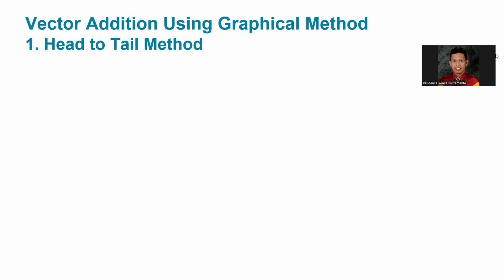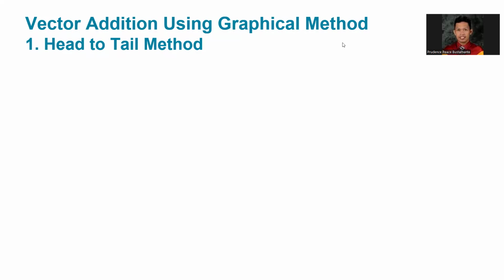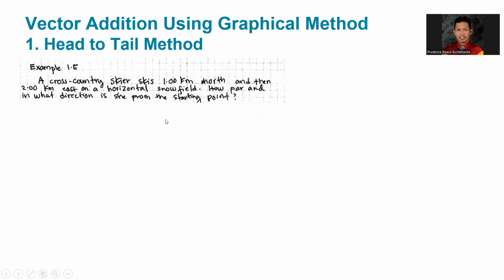So we are going to discuss now the vector addition using the graphical method. There are two or three or more ways to add vectors using the graphical method. One of the methods is called the head to tail method. Some of the books usually name this the polygon method or head to tail method. Okay. So say for example, you have two vectors here.